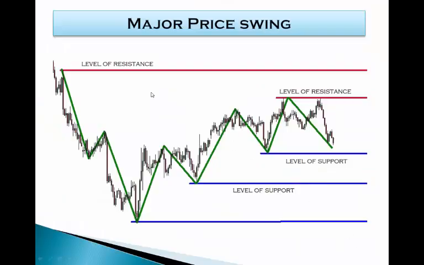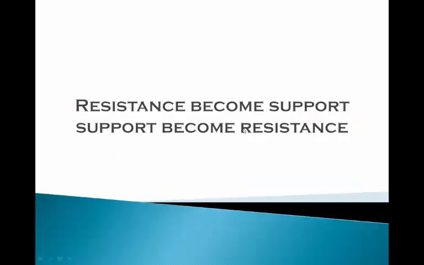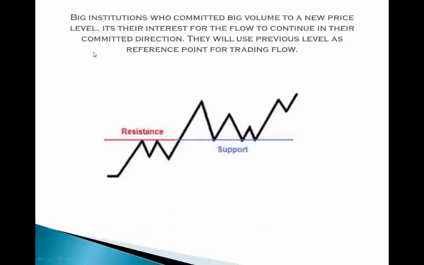So the swing high and the swing low. The swing high is a resistance, swing low support, resistance, support, resistance, support, resistance, support. All the swing lows are the line of support. Now resistance becomes support, support becomes resistance, just like how I said, right?